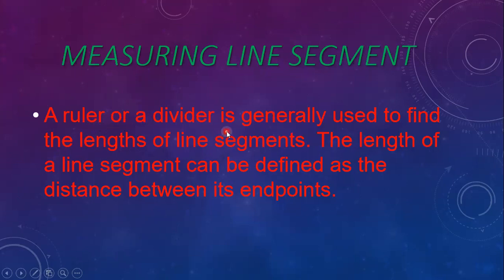A ruler or a divider is generally used to find the lengths of line segments. The length of a line segment can be defined as the distance between its endpoints. See here, a ruler or divider. Ruler means scale. So normally line segments we measure by using scale or else by divider. So these are the two things to measure the line segments. For line segments, there will be two endpoints. So between the endpoints, we can measure the distance.